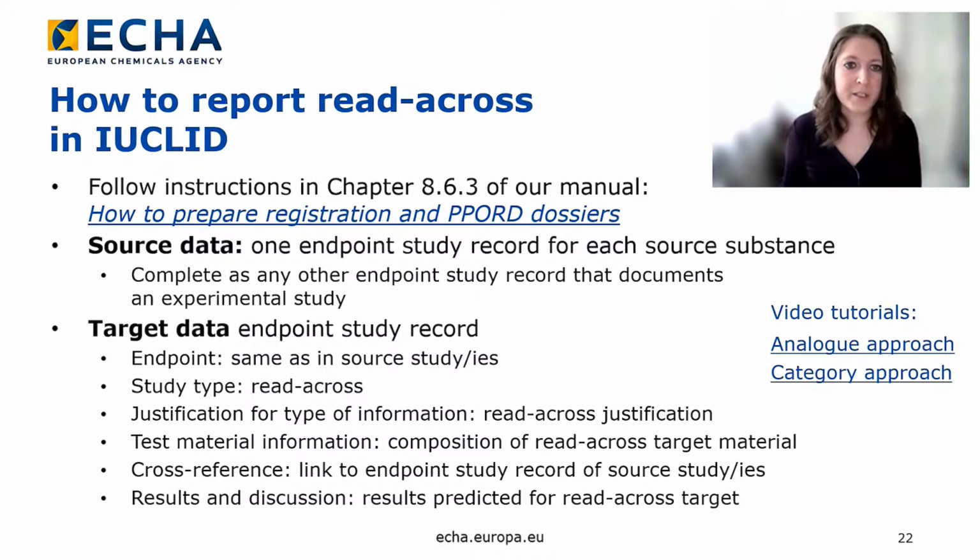And then there's one endpoint study record for the target data for the registered substance. The study type here is read-across. And this will be in the same endpoint in IUCLID as the source study or source studies. The test material here is the registered target substance. And this target endpoint study record should include the justification for the read-across. And a cross-reference should be provided as a link to the endpoint study record of the source studies for analog read-across. There are also some short video tutorials linked in the indicated guidance document and also mentioned on the slide.